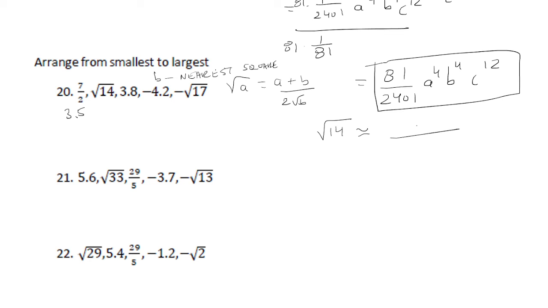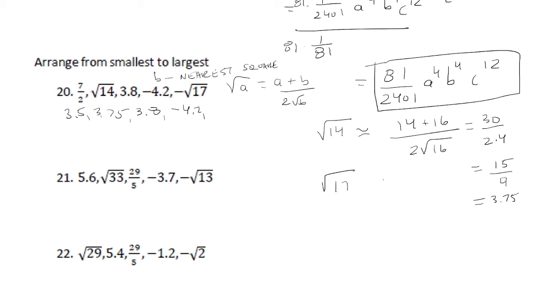So 14 is going to be a. The nearest square is 16. And then we have 30 over 2 times 4, which is 15 over 4, and that is 3.75, approximately. Then we have 3.8, negative 4.2.